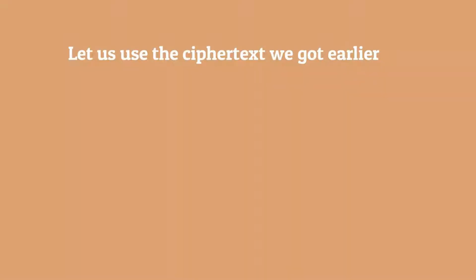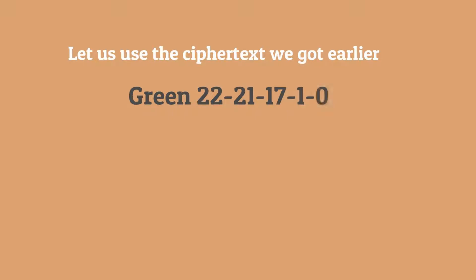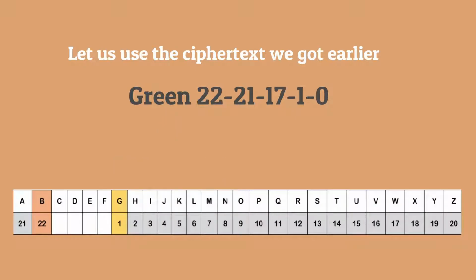Let us use the ciphertext we got earlier. The ciphertext is green 22, 21, 17, 1, 0. And the allocated word is green. Now, we will identify the first letter in the allocated word, which is letter G, and the first number in the ciphertext, which is 22.